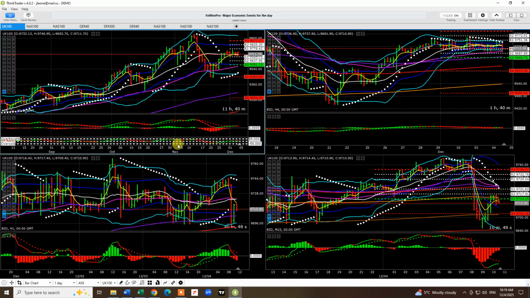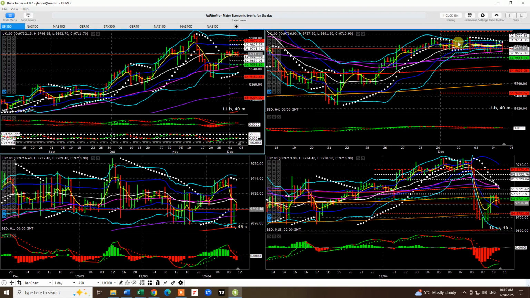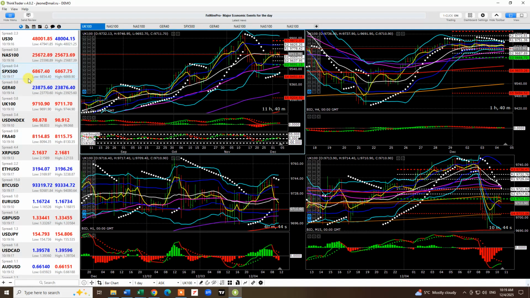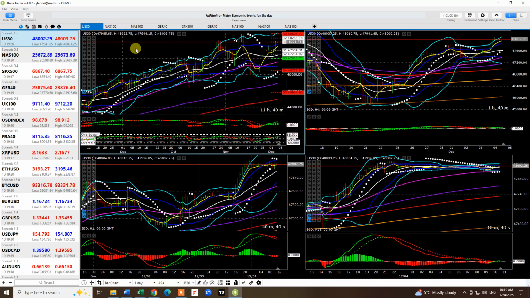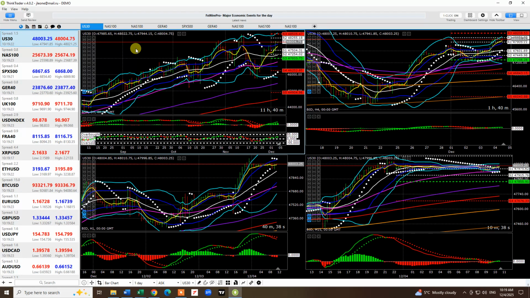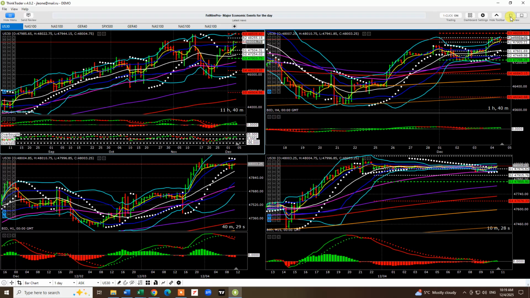I'll go back to the original layout, put him back, and then I might just run through, I'll go onto the Dow, just to prove that you can see the Dow at 48,000. That was a target we were looking for. It's just some days ago, actually. I think on Tuesday's session, we were looking for 48,000 as our upper target, and there we are at that this morning.